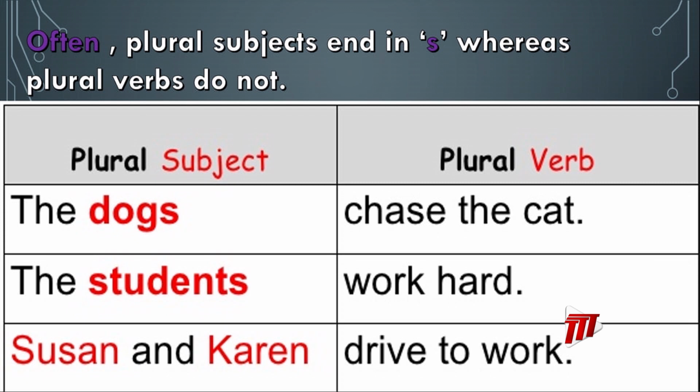And as I spoke about before, Susan and Karen drive to work. So this is one of the exceptions where you have Susan and Karen, which does not end in S, but it's still plural because you're talking about your subject together. So it's both of them forming a subject. Does not end in S, but it is plural, and therefore you also have to have a plural verb. So you have drive to work. Good? Very nice.